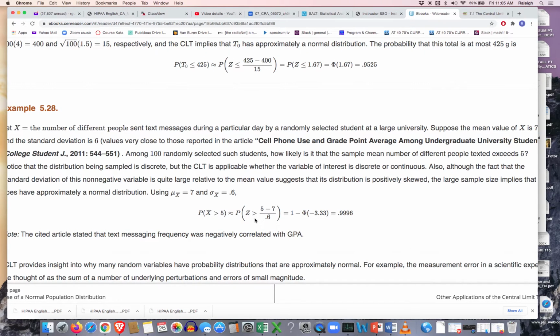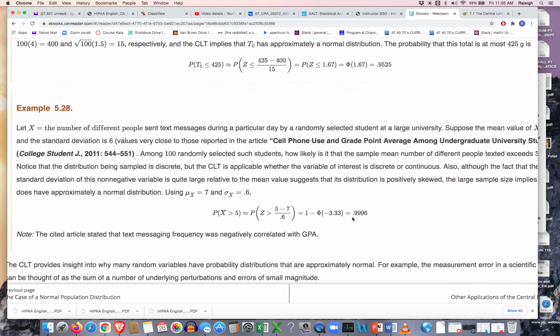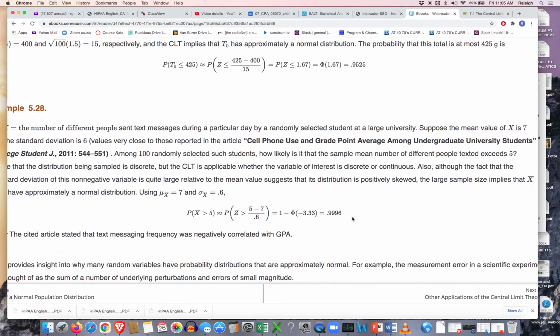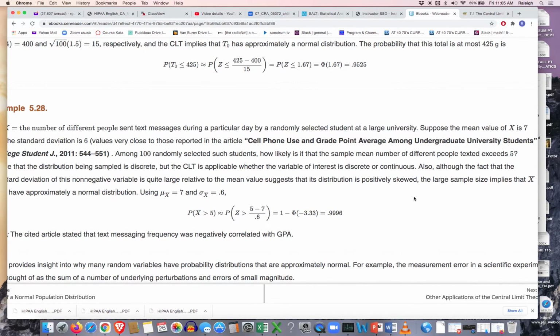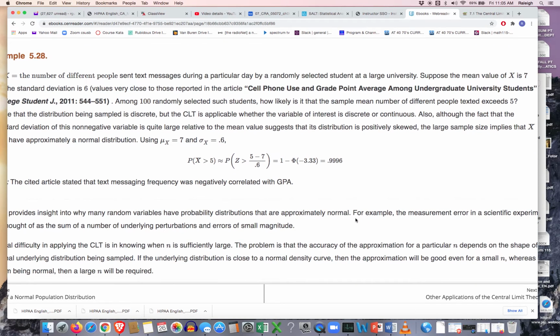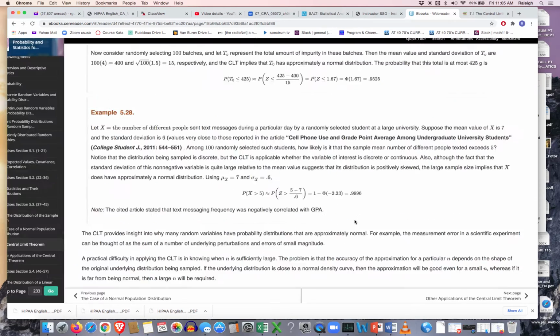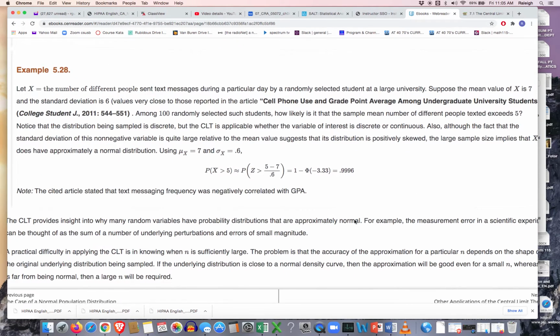Notice, because it's a greater than calculation, you would have to subtract it from 1. And that gives us a very large probability. So it's almost certain that the sample mean would be 5 or more. If you've already seen that it's 7 and you're getting a big sample, 5's already fallen a little far from the tree, so to speak. And so that's going to be just about impossible to miss. So anyway, that provides insight.